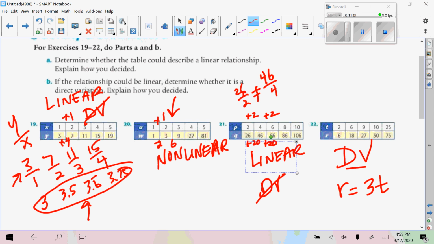And this last one is a direct variation, and you can tell by the ratio. 6 divided by 2 is 3. 18 divided by 6 is 3. 27 divided by 9 is 3. So the equation, a simple direct variation equation, is you can multiply 3 times t to get r. All right.